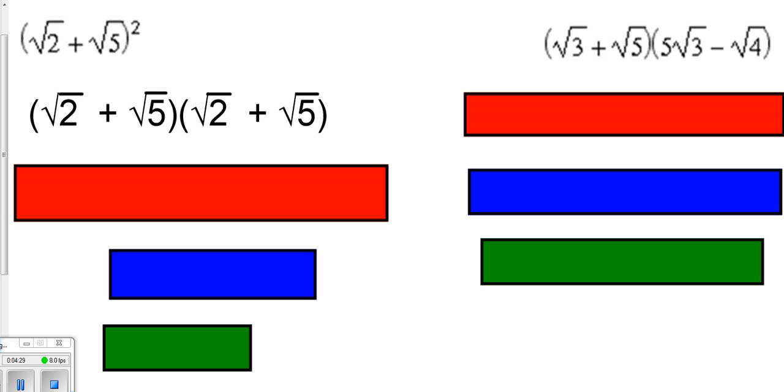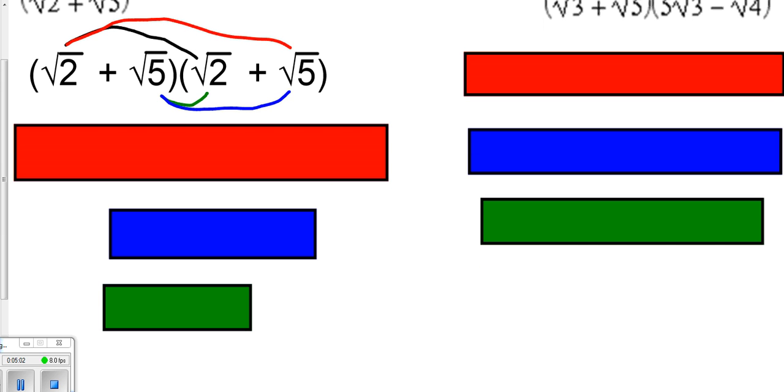This is an example then of when we need to use FOIL. FOIL means you're multiplying each of these pieces by each of these pieces. So this square root of 2 needs to be multiplied by square root of 2, and it needs to be multiplied by square root of 5. The square root of 5 needs to be multiplied by the square root of 2, and it needs to be multiplied by the square root of 5. So there's going to be 4 terms here, 4 answers.